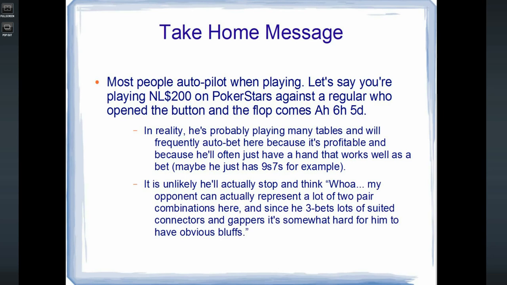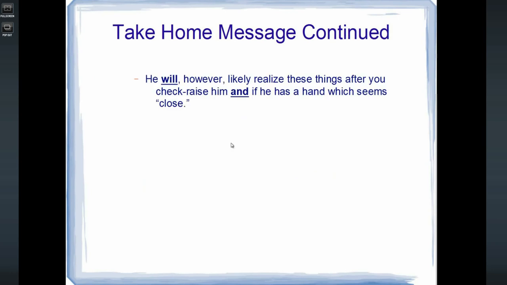It's unlikely he'll actually stop and think, whoa, my opponent can actually represent a lot of two-pair combinations here, and since he 3-bets lots of pseudo-connectors and gappers, it's somewhat hard for him to have obvious bluffs. He will, however, likely realize these things after you check raise him, and if he has a hand which is close. So, for example, if he bets the flop and has pure garbage, he's just going to auto-muck and continue to auto-play without thinking.